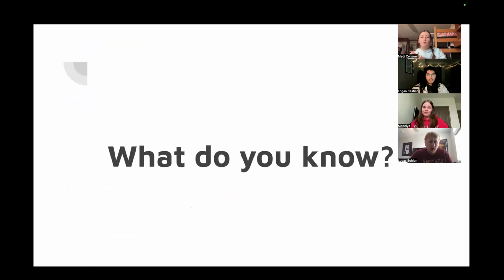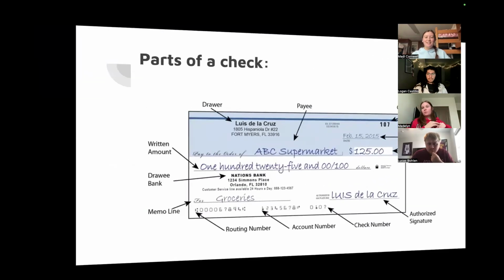So to begin, what do you guys know about writing checks, filling them out? You have to make sure you know who it's to and who it's from and the exact dollar amount with the cents. Yes, Logan. Madeline, would you like to share anything? Yeah, I know that you have to endorse it as well in order for it to be fully deposited to the account. Yes, that's good. You guys have a pretty good background of what checks are, it sounds like.